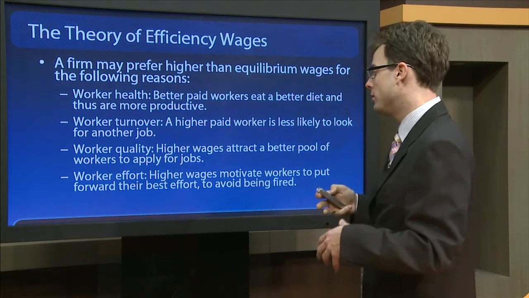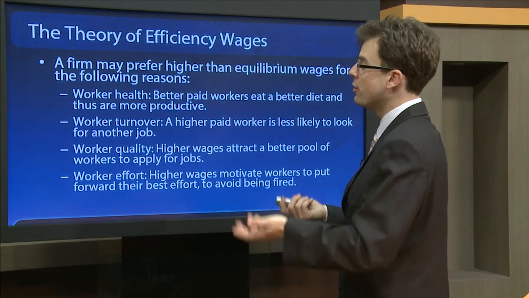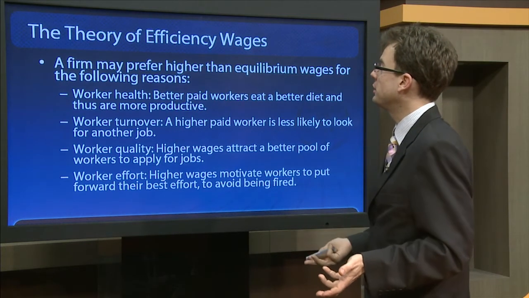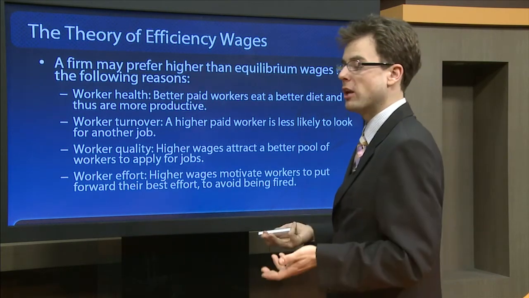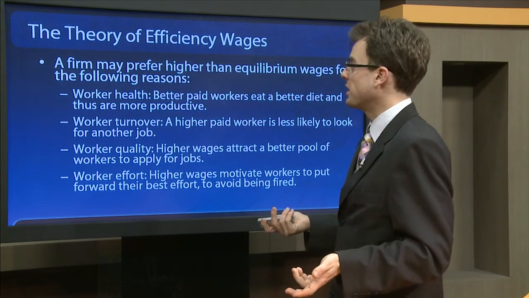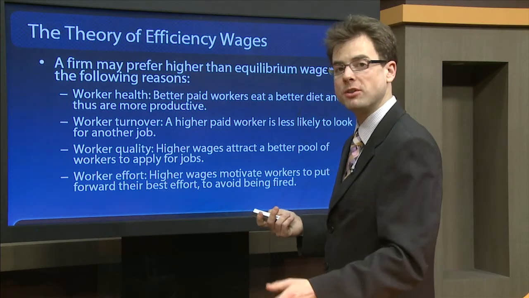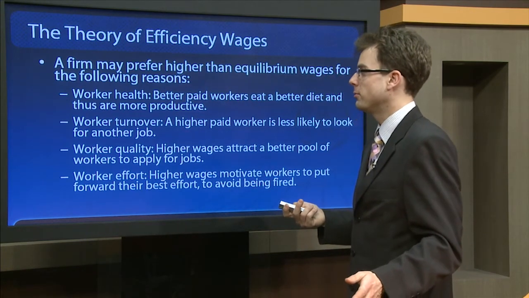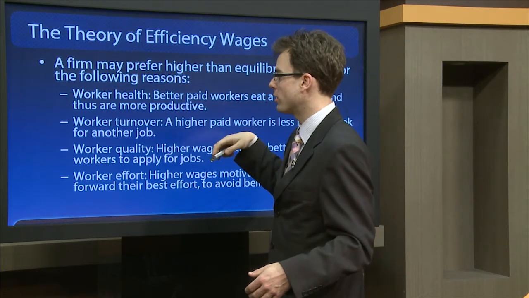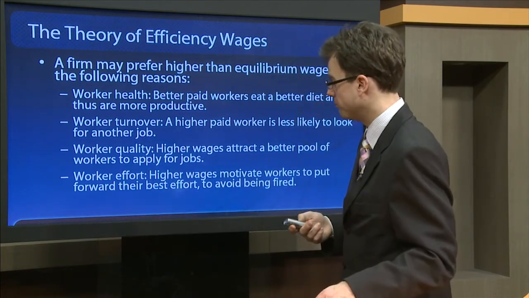Finally, another model of unemployment is that of the efficiency wages. We can imagine that the labor market works as monopolistic competition, where the product produced by individual workers, their labor, is slightly differentiated. So workers have different health, different likelihood of turnover, different quality. Different workers exert different amounts of effort.